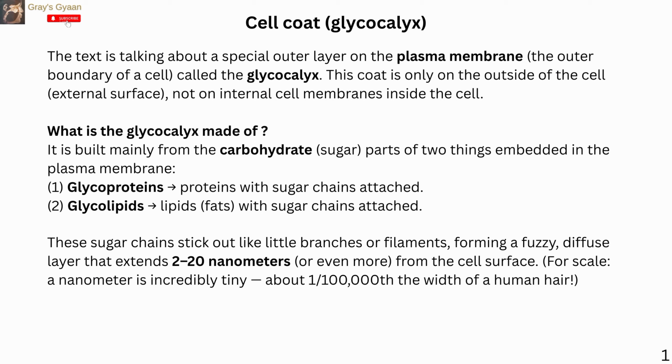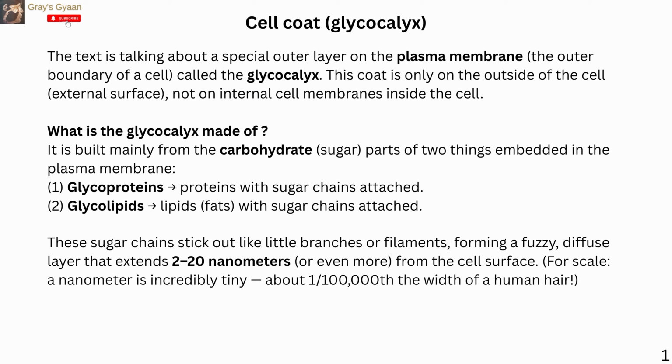What is the glycocalyx made of? It is built mainly from the carbohydrate parts of two things embedded in the plasma membrane. Glycoproteins, proteins with sugar chains attached. Glycolipids, lipids with sugar chains attached.